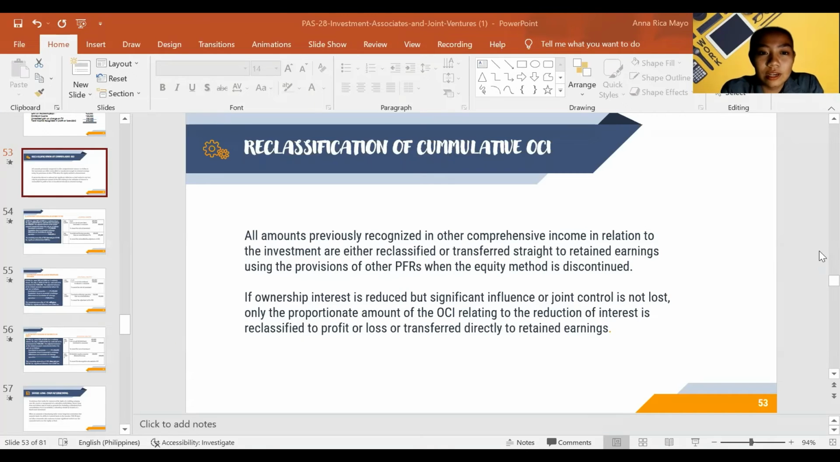Topic natin ngayon is reclassification of cumulative OCI. All amounts previously recognized in other comprehensive income in relation to the investment are either reclassified or transferred straight to retained earnings using the provisions of other PFRS when the equity method is discontinued. If ownership interest is reduced but significant influence or joint control is not lost, only the proportionate amount of the OCI relating to the reduction of interest is reclassified to profit or loss or transferred directly to retained earnings.